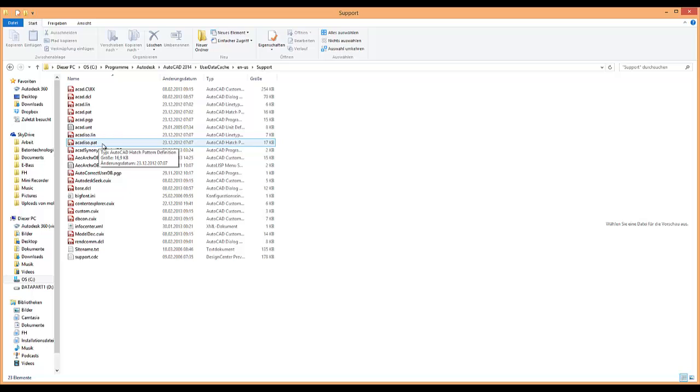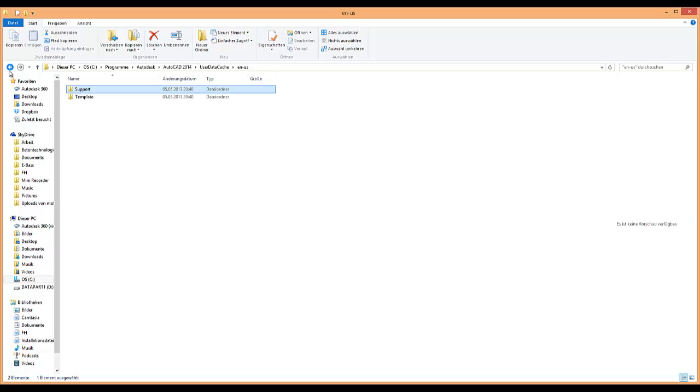There's two of them. There's AutoCAD, which is for the US unit system, and there's also the AutoCAD ISO-PAT, which is for the metric system. Since I'm in Austria, we have the metric system, so I'll be working with this one, but you use the one that's relevant for your work.